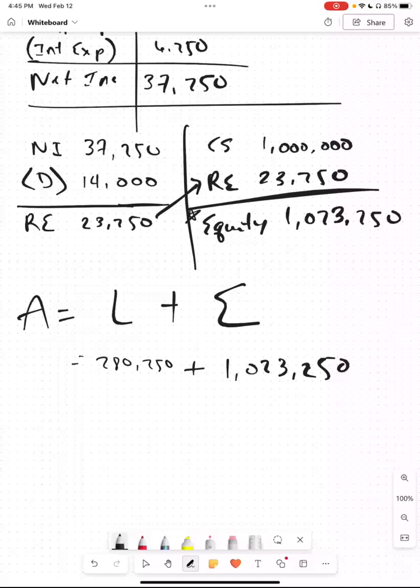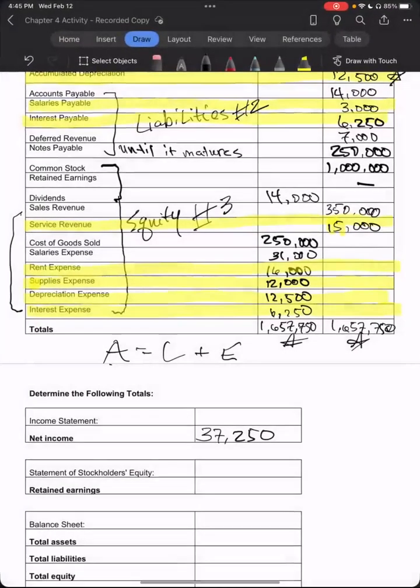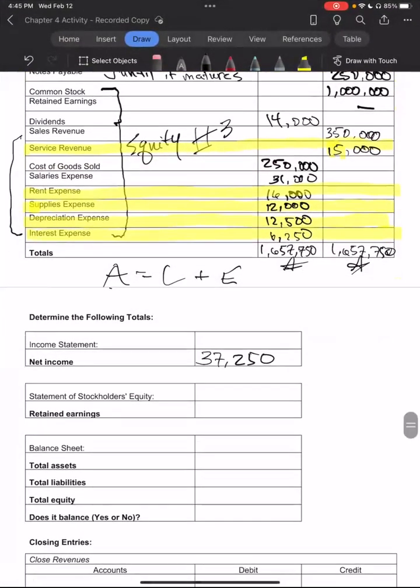And then our assets were 1,303,500. If you do the math, this equals this plus this. So we are in balance. Okay. So we'll go back to this and we'll say our retained earnings was 23,250.